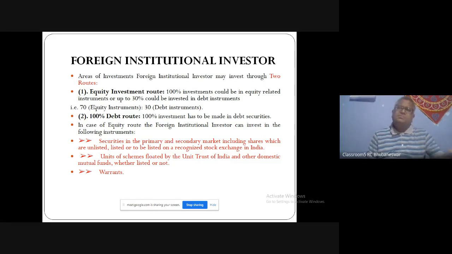Or different types of angel investors, different types of high net worth individuals, they invest their business in India also. This is called a foreign institutional investor. But how the funds operate, they operate through two types. My dear students, listen, this operates through two types. One is equity investment, another one is the 100% debt route.